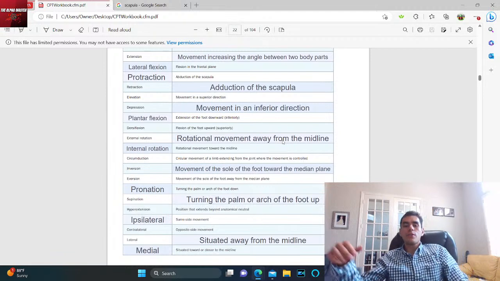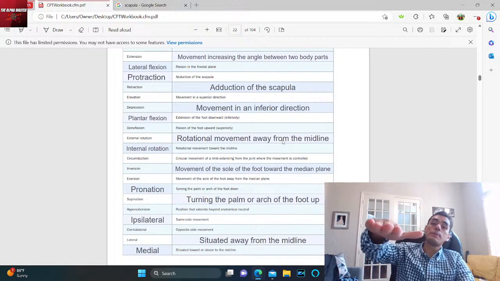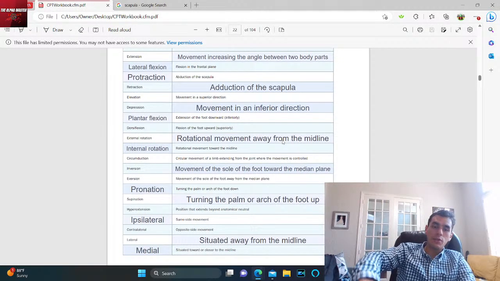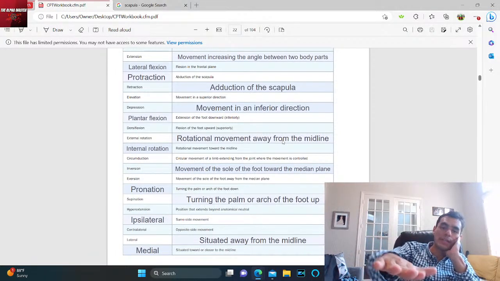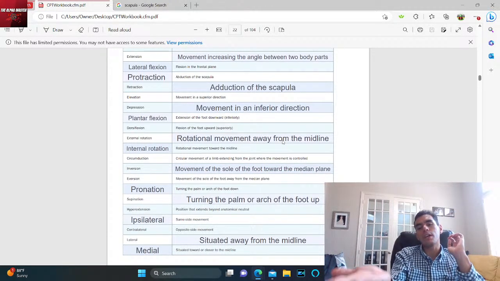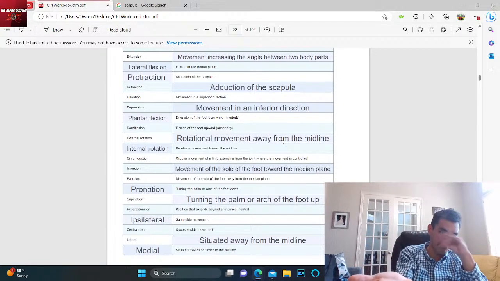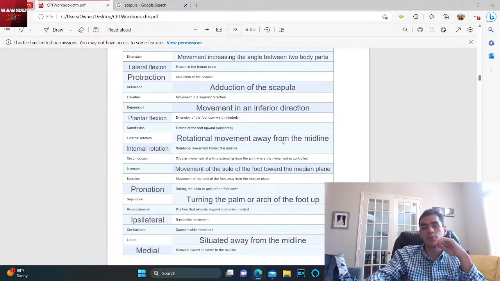Now pronation is going to be turning the palm or arch of the foot down. This is my foot, no, this is my hand. Pronation is turning the palm or arch of the foot down. That's why it's pronated, it's going to be face down. And supination is going to be turning the palm or arch of the foot up. Supination is right here.